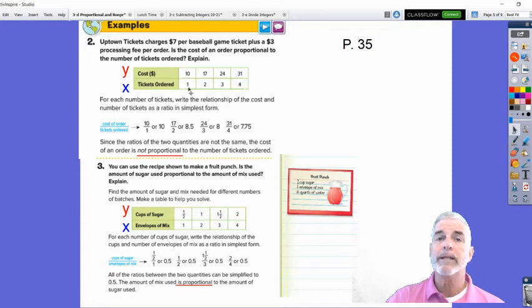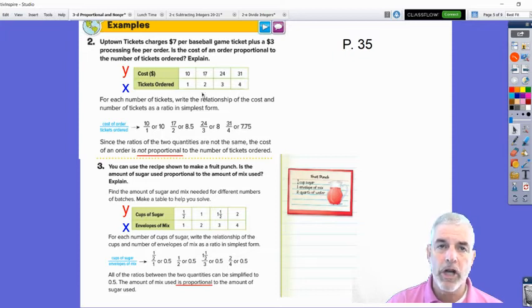Okay, so if you buy 1 ticket, that's $7 plus the $3 processing fee, you pay $10. If you buy 2 tickets, it's 2 times 7, 14, plus the $3 processing fee. That's where this $17 comes from. 3 tickets is 3 times 7 plus the $3. That's 21 plus 3 or $24. And 4 tickets will cost you 4 times 7, 28, plus the $3 processing fee, 31. So that's where this table comes from.